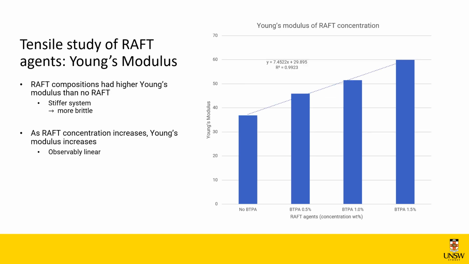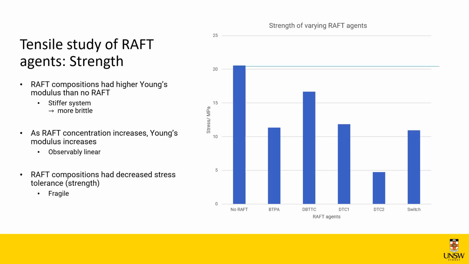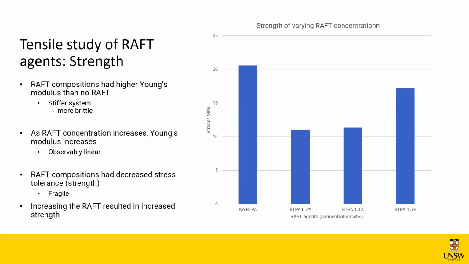Furthermore, when varying the BTPA concentrations of the printed objects, the Young's modulus increases linearly. However, the strength of the printed objects was compromised by the inclusion of RAFT agents. The combination of weaker strength and more brittle systems meant that the object became fragile. Interestingly, despite RAFT supposedly weakening the object, increasing the concentration of BTPA slowly reintroduced strength back into the system.